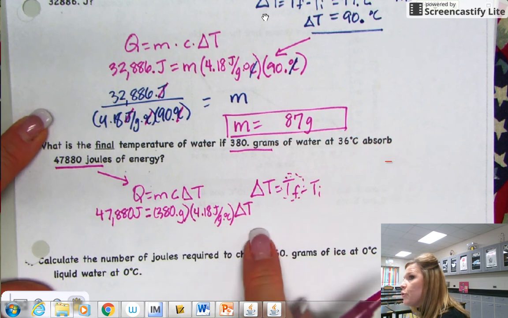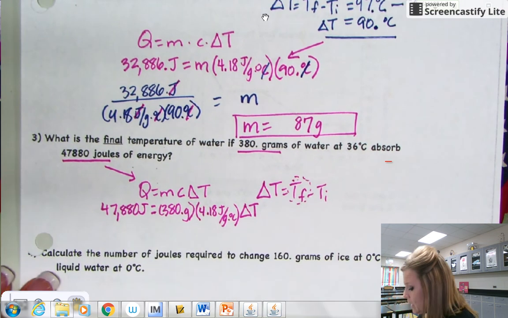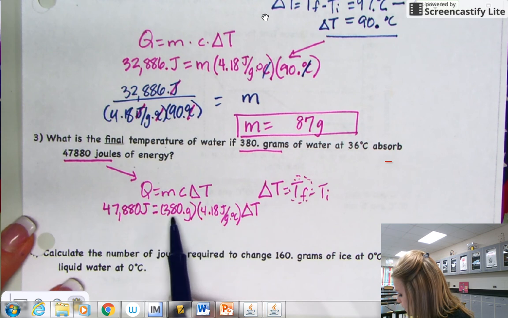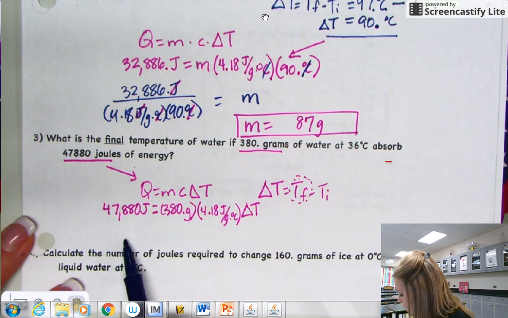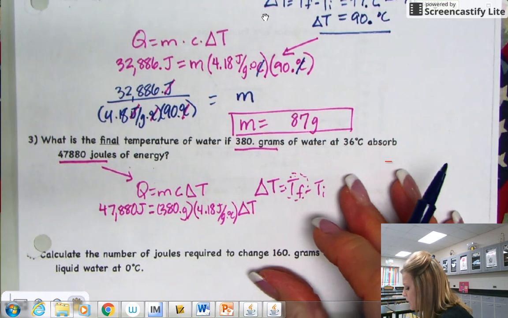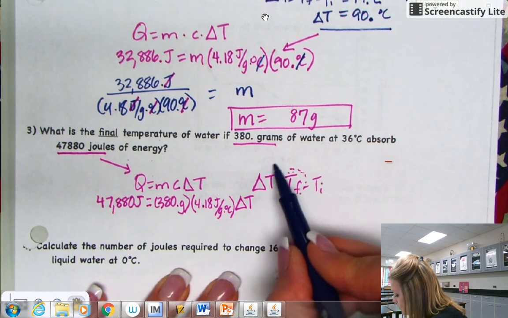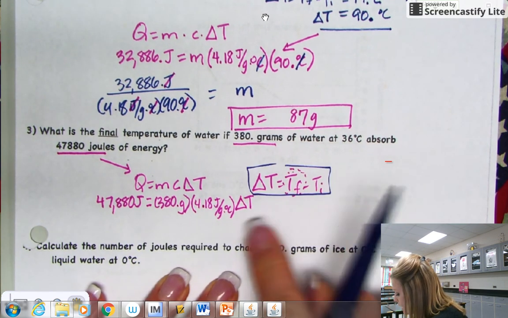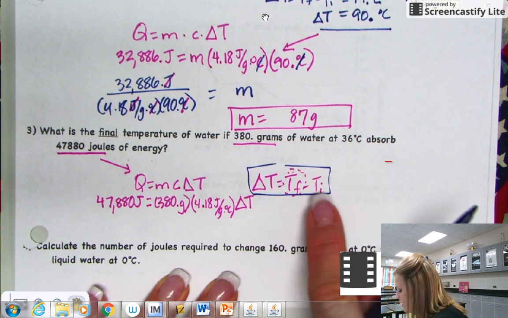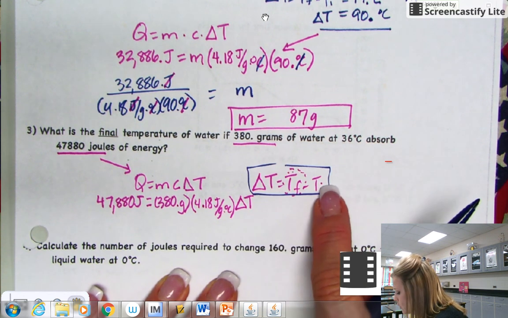So what we're going to solve for first is delta T. So to solve for delta T, of course, you're going to divide both sides by 380 and 4.18, and that'll give you your delta T. And then once you get your delta T, you're going to come to this formula, and you're going to solve by plugging in your answer for delta T here, and then your initial temperature here, which they gave you.